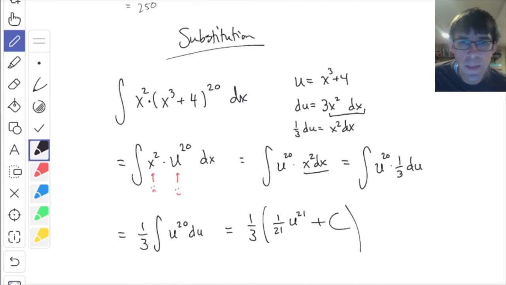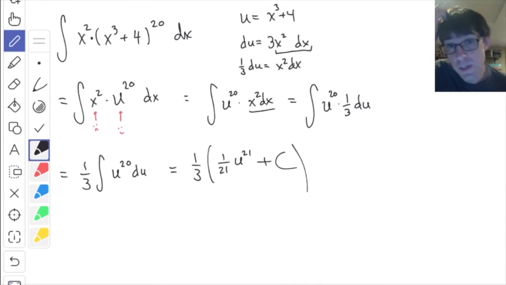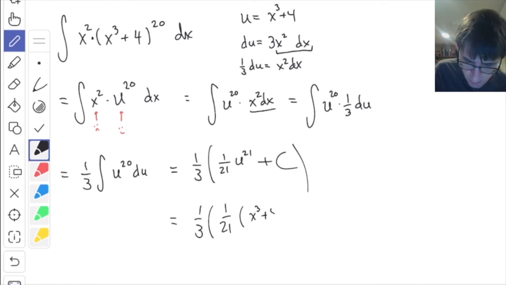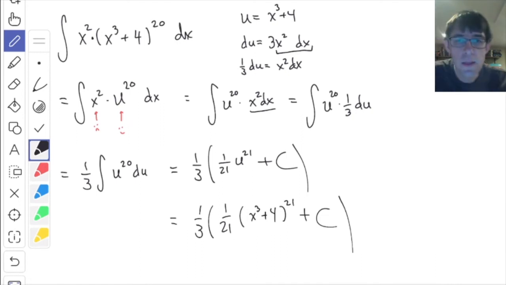The only remaining thing is we are supposed to write our final answer in terms of x, just because the original problem was in terms of x. So the last step is to replace the u with whatever it is in terms of x. So it's 1/3, 1 over 21, and then instead of u, I'm going to write the x's again: (x cubed plus 4) to the power 21, plus c. And that is the answer.